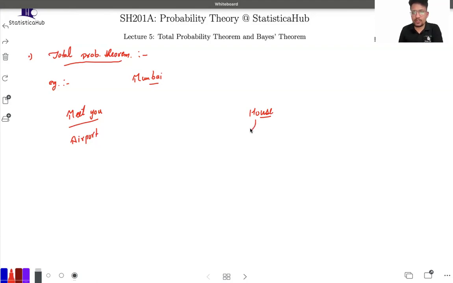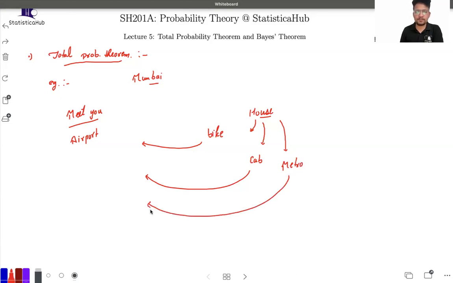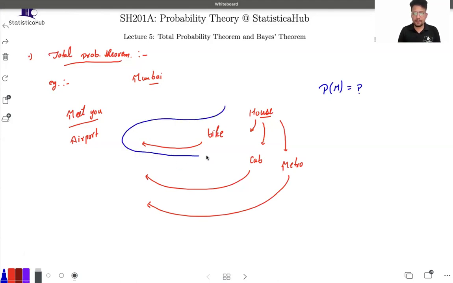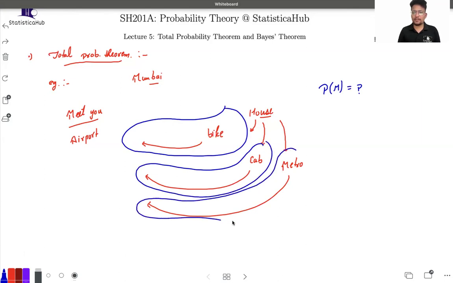Maybe you came out of your house, you get your own bike, and then you meet me. Or you came out of your house, you get a cab and you meet me. Or the third option, you came out of the house, you go to the metro and you meet me. So finally, the event is that we are going to meet up. In this scenario, you have to calculate the probability that you are going to meet me. So what will be this probability? The meeting can happen in the first way, or in the second way, or in the third way, correct?